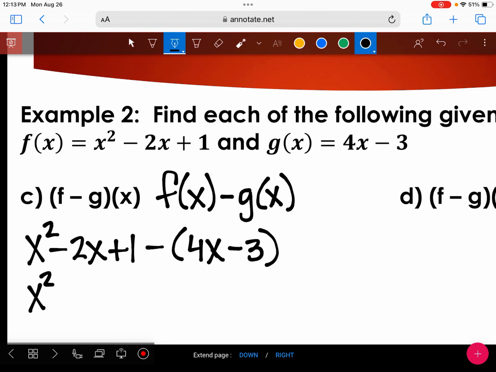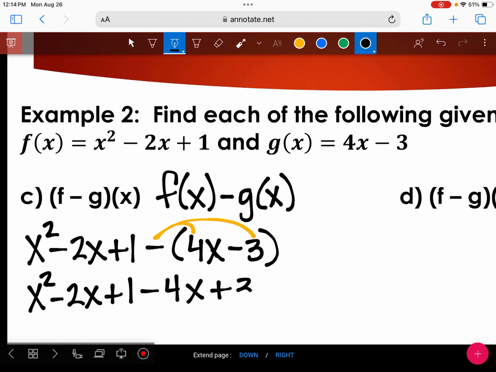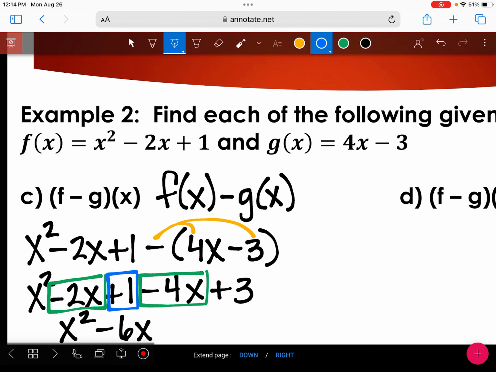So we got x squared minus 2x plus 1 minus 4x. So we got to distribute that negative. And then that becomes a plus 3. Now let's combine your like terms. So that would be x squared. And then we're going to add these together. What do you get when you add these together? Negative 6x, and then you're going to add your constants, which would be a plus 4. That's your subtraction function.